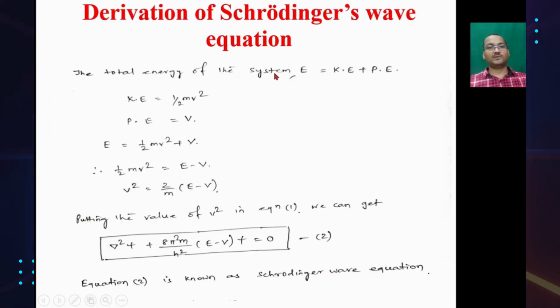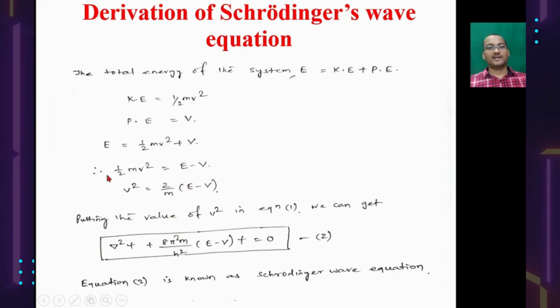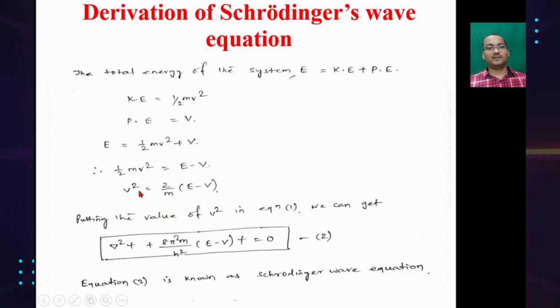And we know the total energy of the system E equal to kinetic energy plus potential energy. Kinetic energy equal to half mv square, and potential energy equal to V. So total energy equal to half mv square plus V. So kinetic energy half mv square equal to E minus V, and v square will be 2 upon m into E minus V. Putting the value of v square in equation 1, we get del square psi plus 8 pi square m upon h square into E minus V into psi equal to 0. This equation 2 is known as the Schrödinger wave equation. This is the equation derived by Schrödinger.